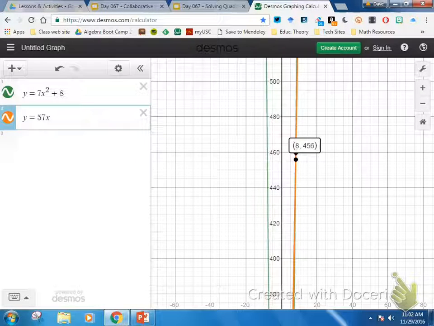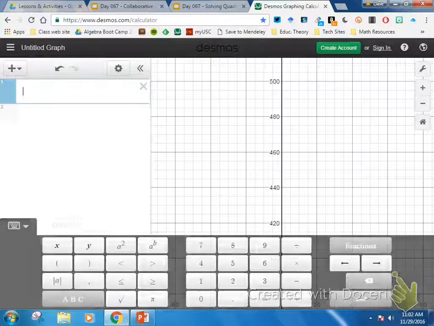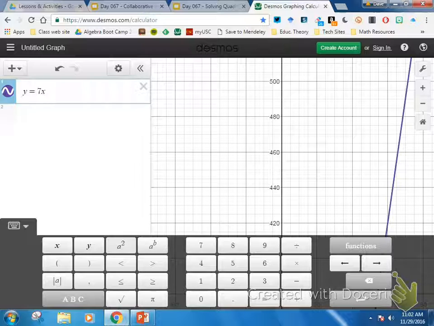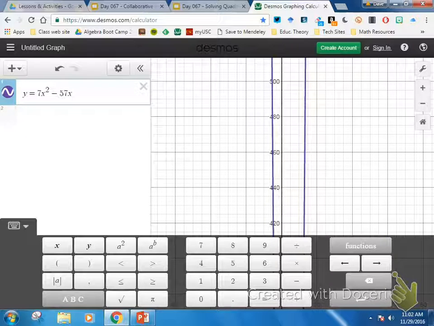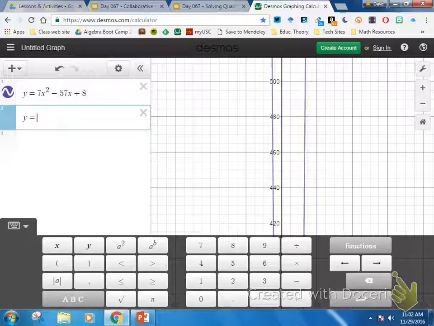Back to Desmos. I'm going to clear out my iPad or my Desmos graphing calculator, and I'm going to start putting my equations in. We got y equals, and we wrote 7x squared, so I'm going to put 7x squared minus 57x plus what? Plus 8. And the second one is y is equal to 0.